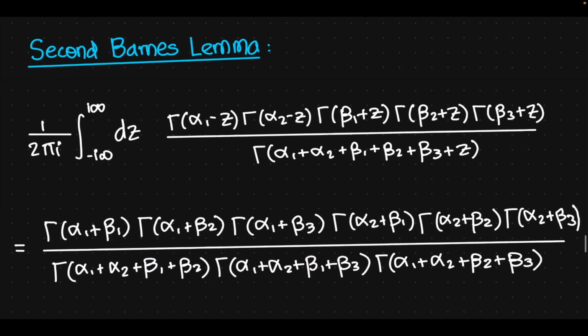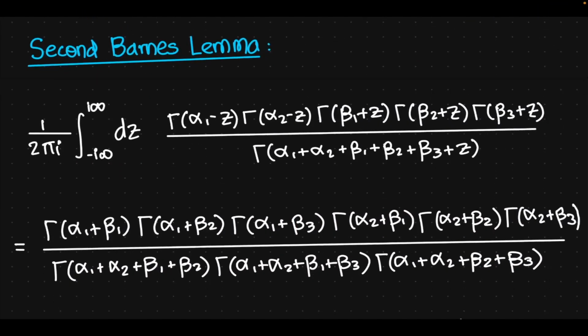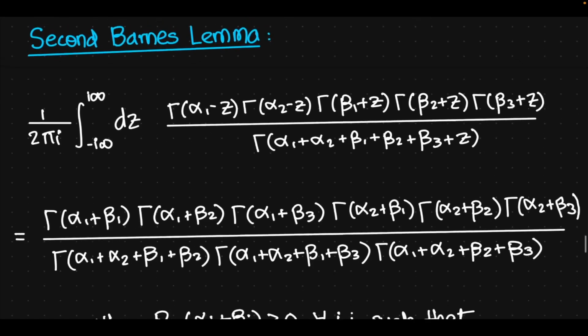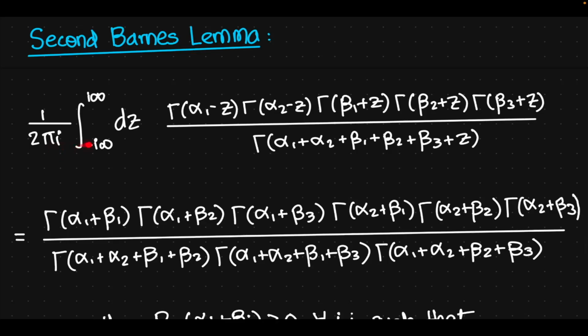Okay, so we have the statement of the second Barnes lemma. We have 1 over 2 pi i times the integral from minus i infinity to i infinity dz, gamma of alpha 1 minus z, gamma of alpha 2 minus z, gamma of beta 1 plus z, gamma of beta 2 plus z, gamma of beta 3 plus z, all of that divided by gamma of alpha 1 plus alpha 2 plus beta 1 plus beta 2 plus beta 3 plus z.